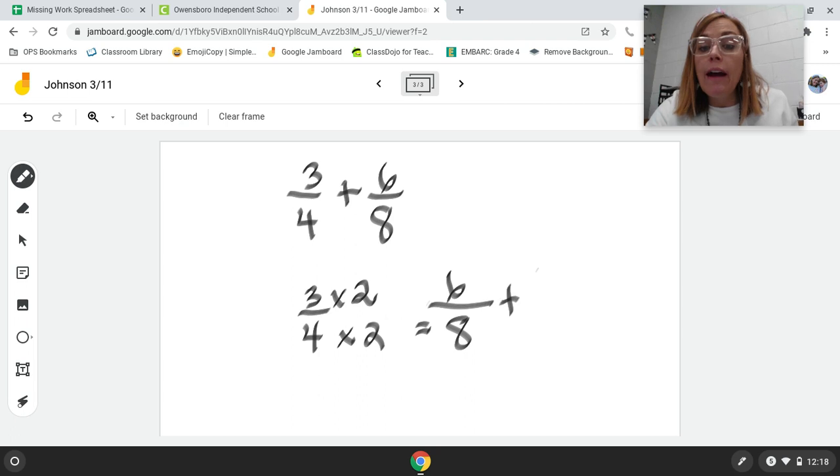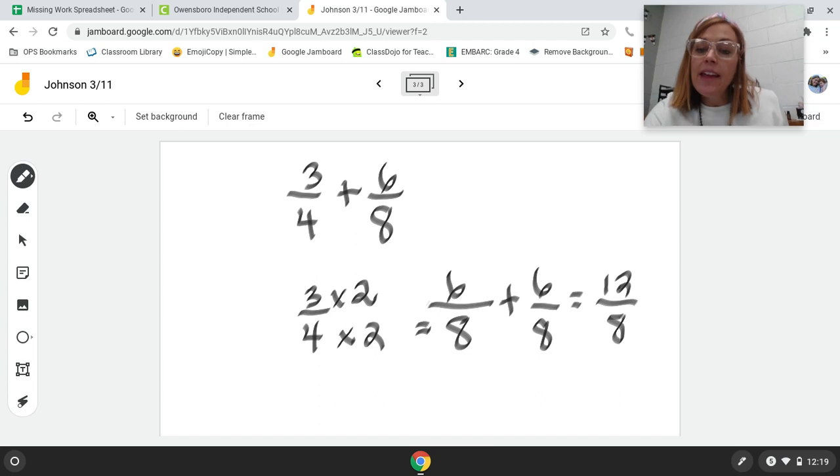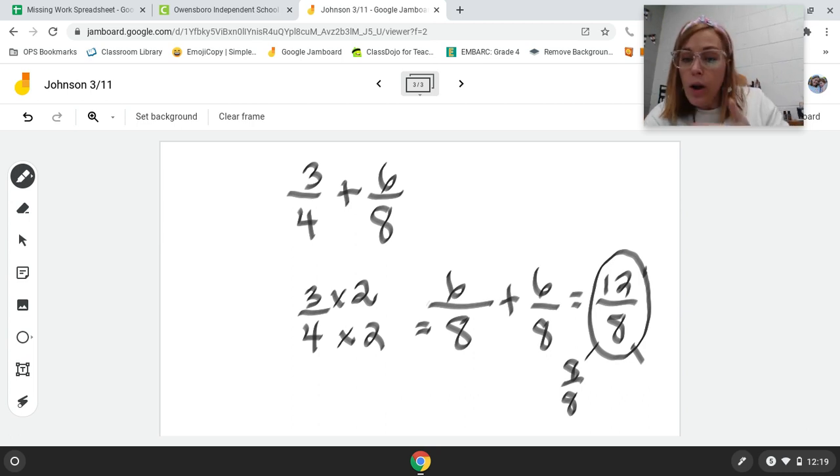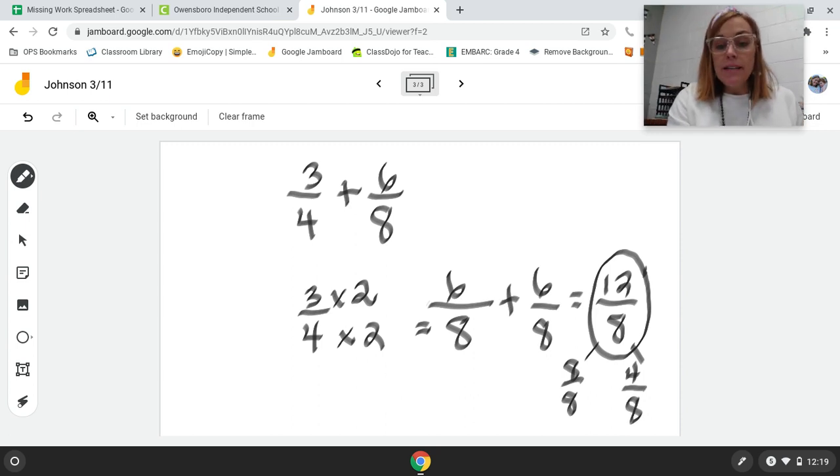I no longer have apples and oranges. I have all oranges or all apples. 6/8 plus 6/8 is going to give me 12/8. Can I stop here? And hopefully you're getting that eye and you're saying, no, Miss Johnson, the numerator is larger than the denominator, and I know that's an improper fraction. I'm going to use my number bond. 1 whole in 8ths is 8. And then if I count up, 9, 10, 11, 12, I have 4 more 8ths. So my mixed number would be 1 whole and 4/8.